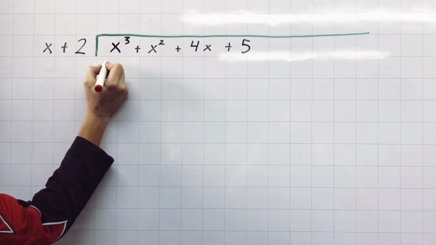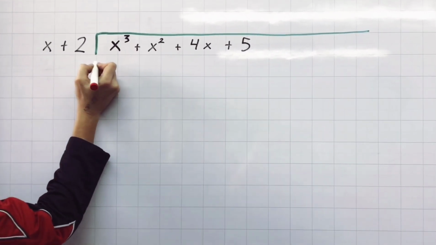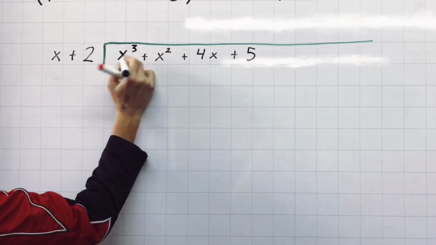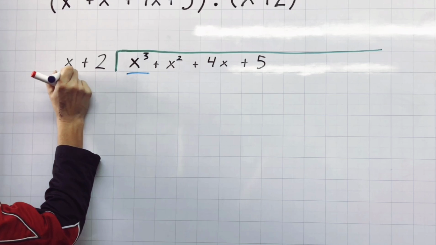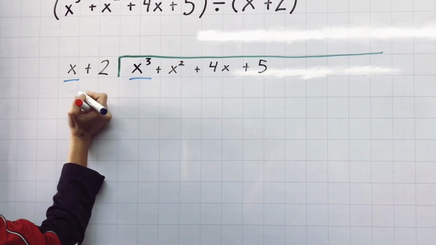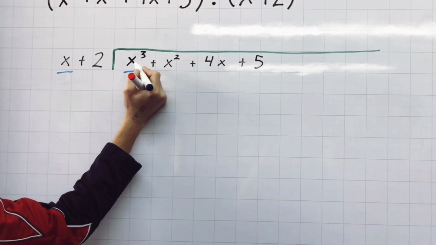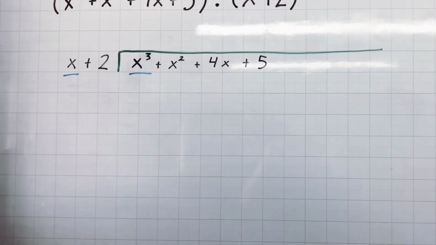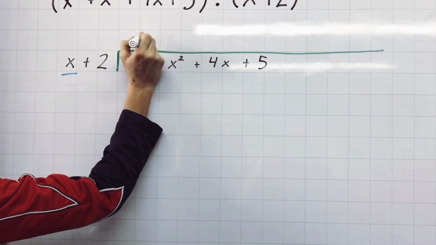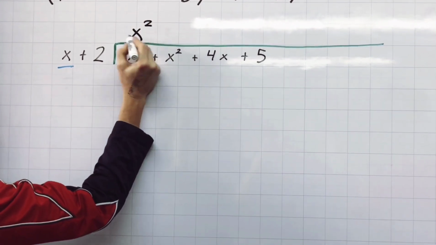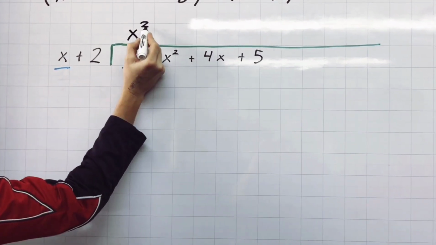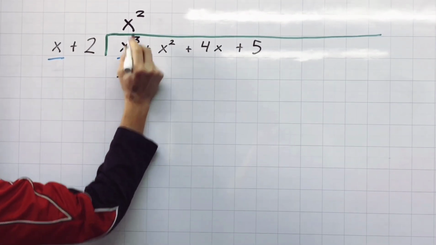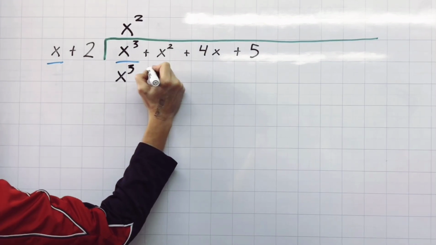When we divide a polynomial by a binomial, what we first look at is the first term of the polynomial and the first term of the binomial. And that is what we're going to ask when we're going to divide. So we say x cubed divided by x, that is x squared. And then we multiply this times the whole binomial. So we have x squared times x, that's x cubed. X squared times 2, that's 2x squared.